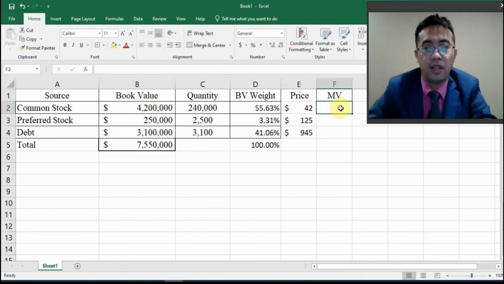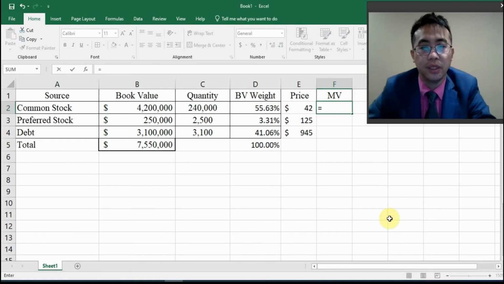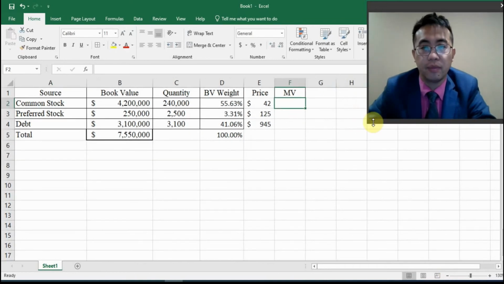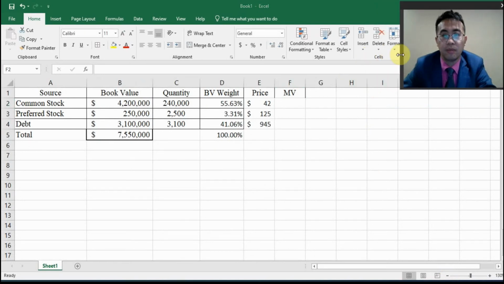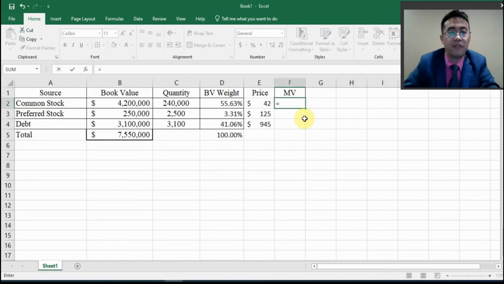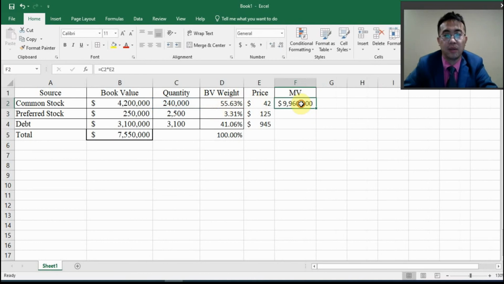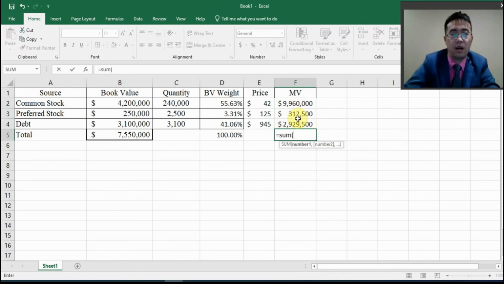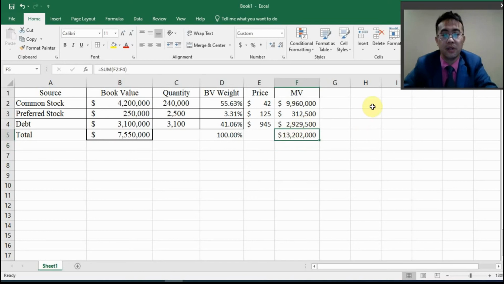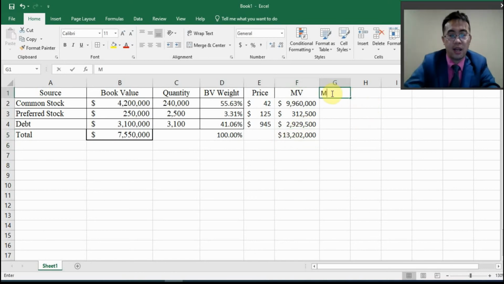Okay, and for the market value, it is going to be the product of the quantity and the price. All right, and then I can just double click or drag it down. And then I need to calculate the total of the market value for the entire company. Okay, so this is the total market value. And then I can calculate the market value weight.